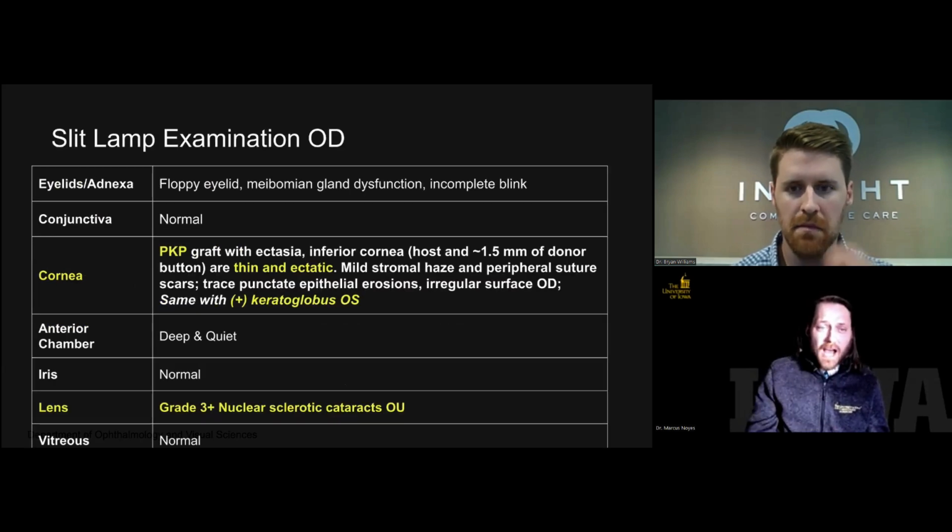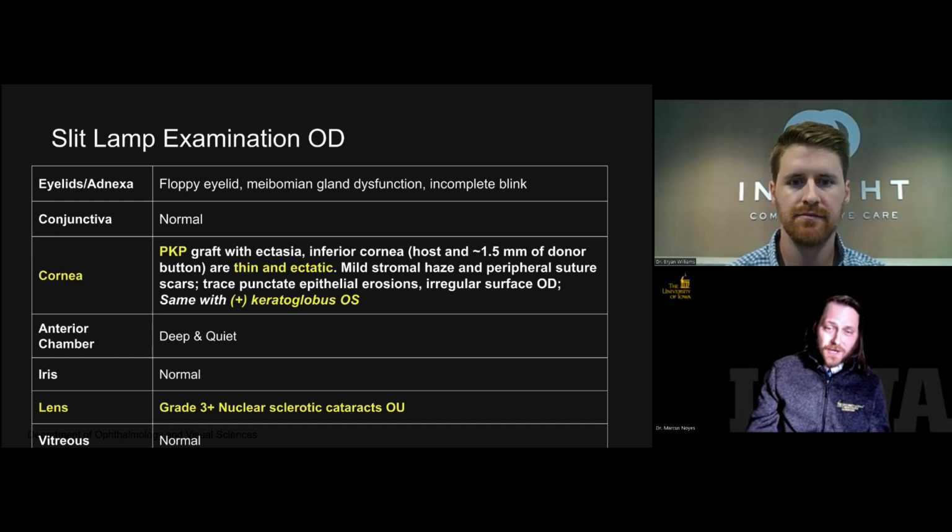So going to the right eye, we noticed cornea, there's the PK, like I mentioned. The grafts are very thin and ectatic, and the same exact thing on the left eye, although there was a diagnosis of keratoglobus on the left. Patient also had grade 3 cataracts in both eyes. Not the person that you typically want to try and fit.